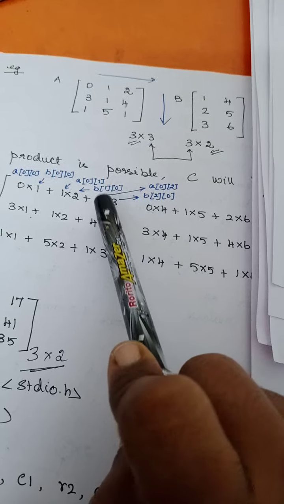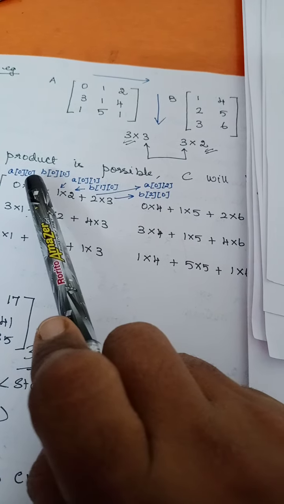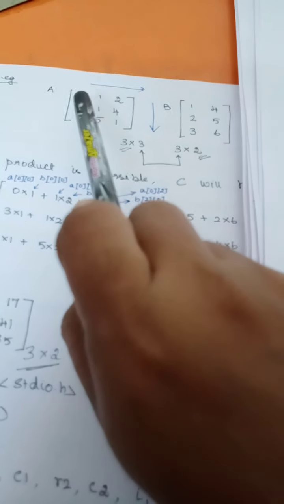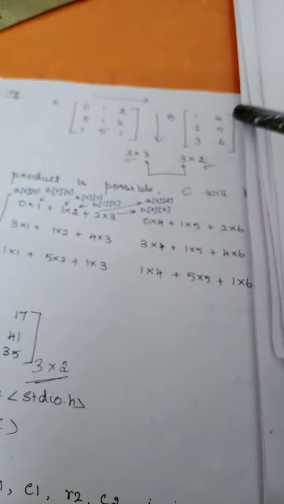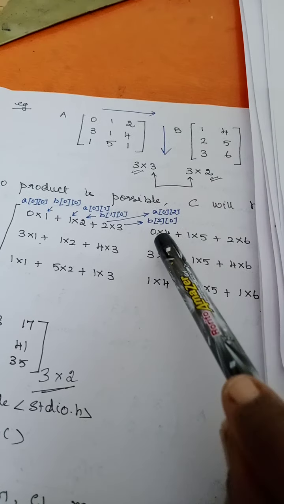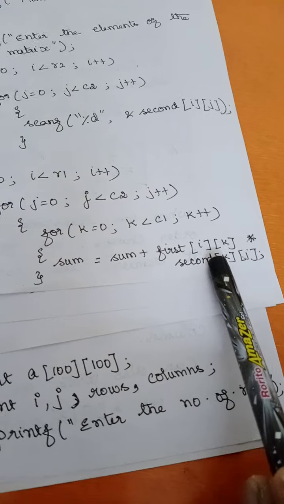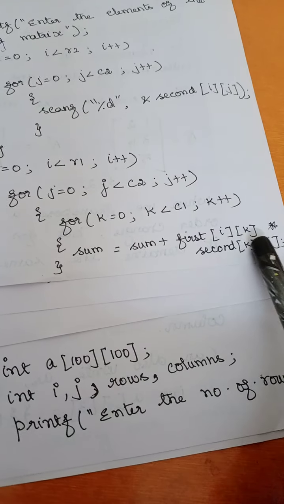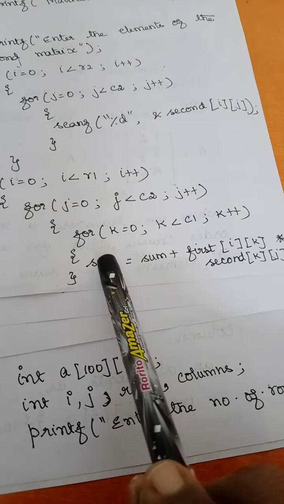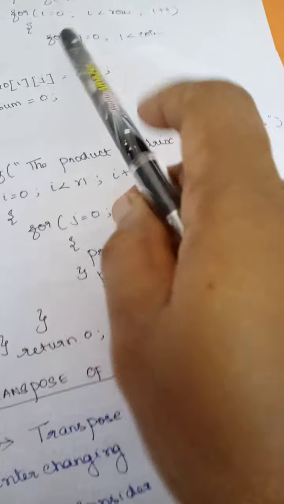Have you understood? Here I am varying the k value. Why am I varying the k value? Because as I already told you, here I need to vary the column and here I need to vary my row values. So for that I am using the k value. So wherever it is varying, that we have done with the help of k, right? Once I have completed for k, that result I have stored in sum, and this sum I am going to store it in my C array.